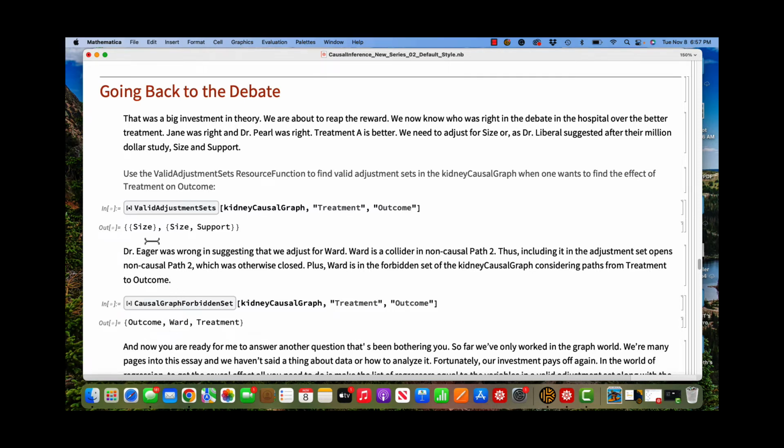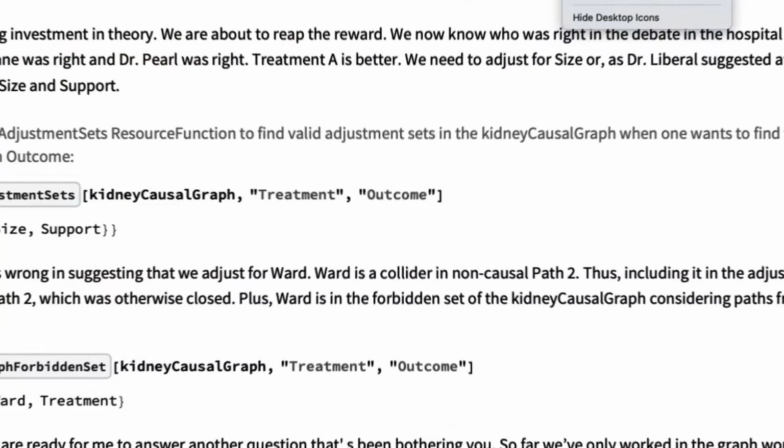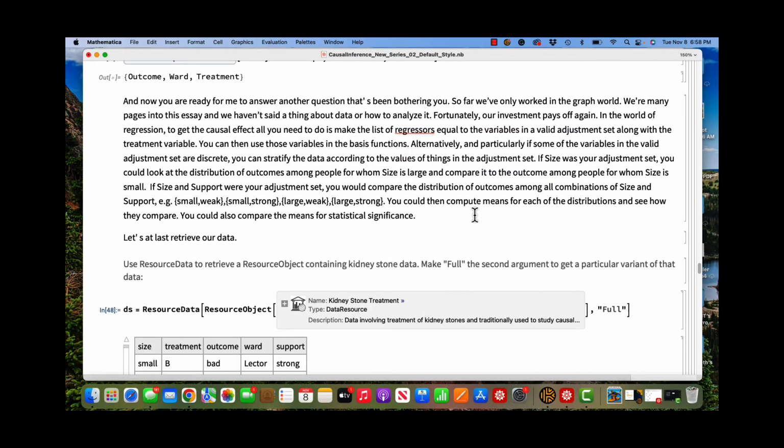The correct decision is either to use size, and of course treatment, in trying to predict outcome, or size, support, and treatment in trying to predict outcome. And just to be clear about how you do control for variables, in a regression you just include them as one of the variables you're regressing on, and include that variable in the basis functions. The other thing you can do is to stratify.